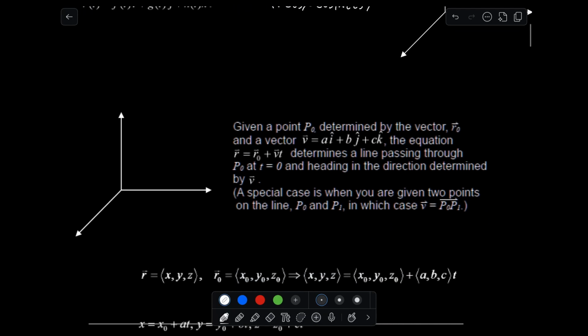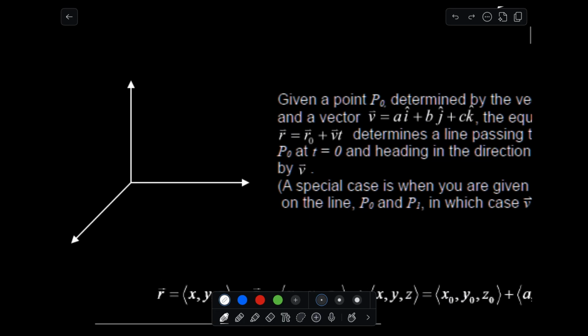And going on to the next section, given a point P naught determined by the vector r naught and a vector A i hat plus B j hat plus C k hat, the equation r equals r naught plus vt determines a line passing through the point P naught at t equals 0 and heading in the direction determined by v. A special case is when you are given 2 points on the line, P naught and P1, in which case the vector v that determines the direction is equal to this.